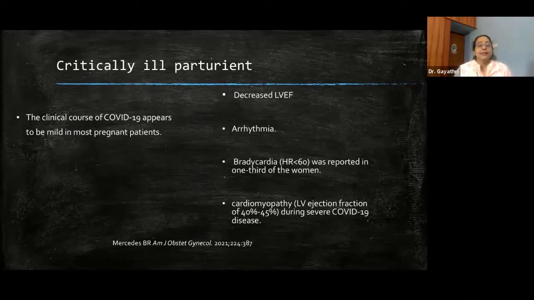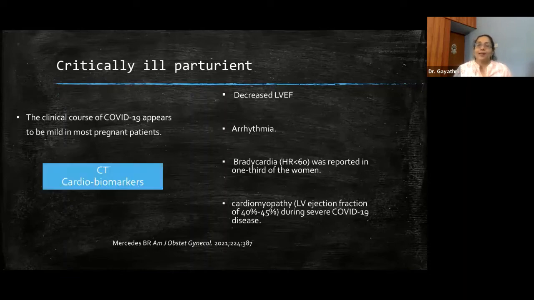Right. So in such a case, how do we proceed? We have to take a CT test, and cardiac biomarkers are also needed before deciding what type of surgery we have to do and how we have to proceed.